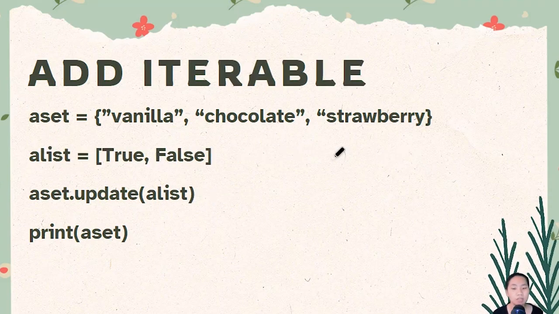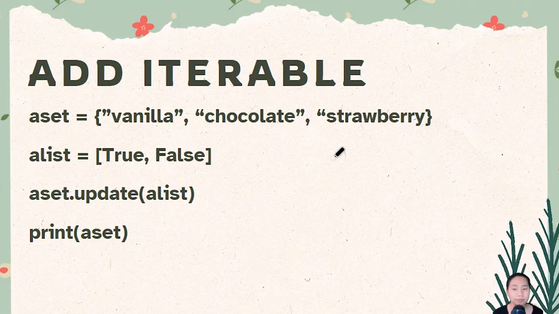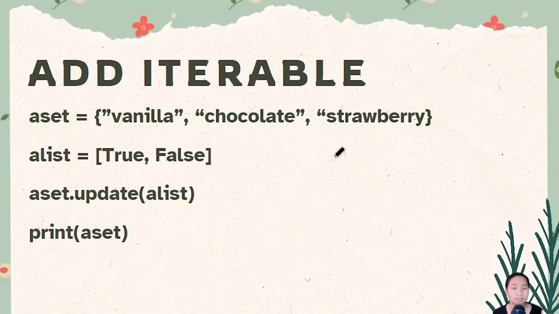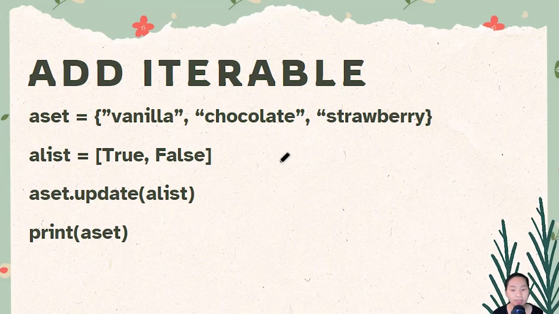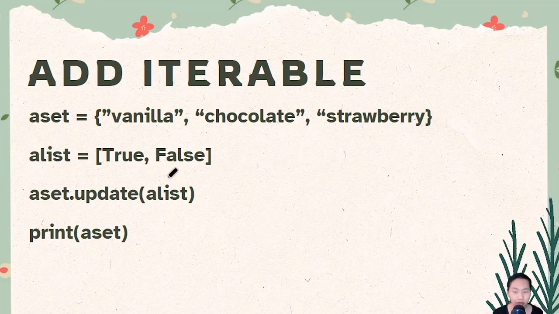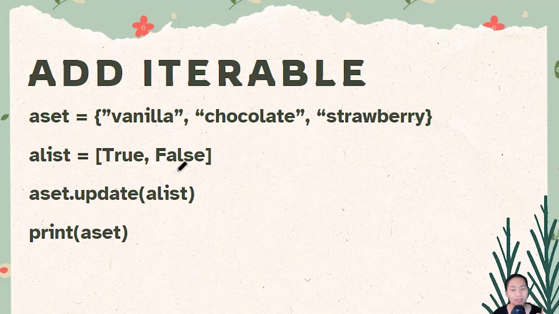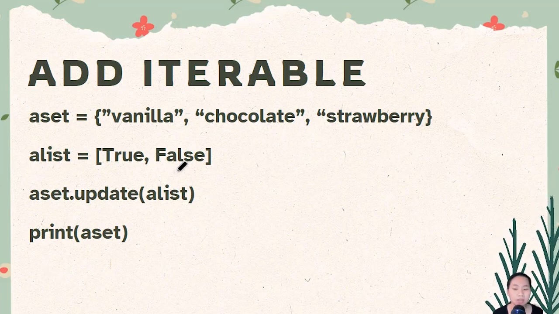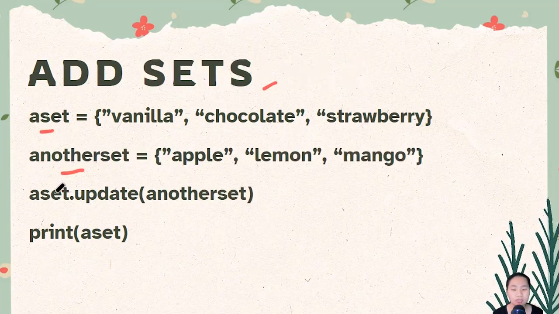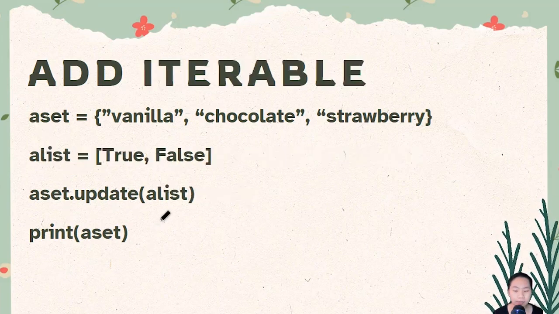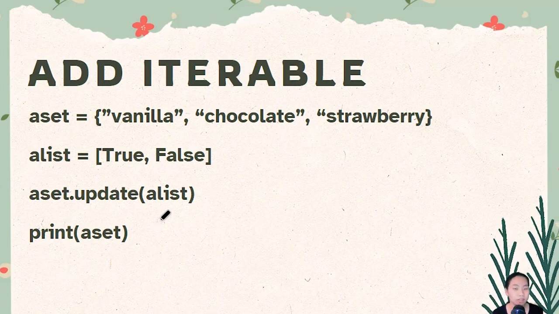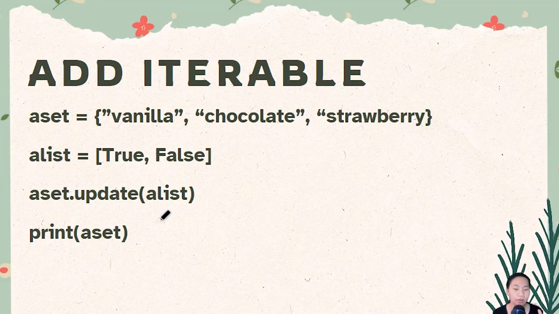Last but not least, we're looking at adding an iterable. What I mean by iterable is other data types that are not sets. I have a list of some Boolean values, true and false. Now I want to add this to the set, okay? I can certainly do that with the same update method used for joining different sets. And I would have vanilla, chocolate, strawberry, true and false, not in that order because sets are unordered, for the third time.